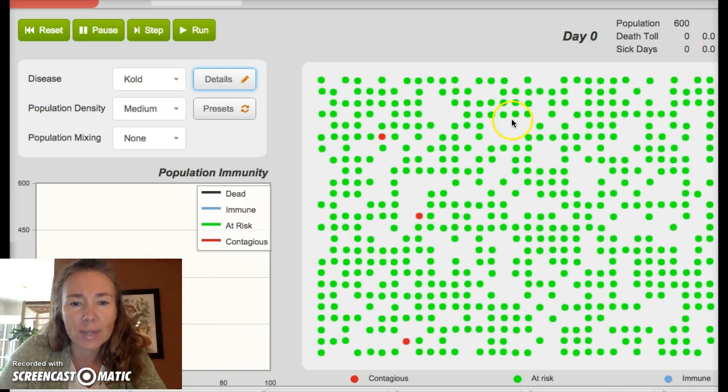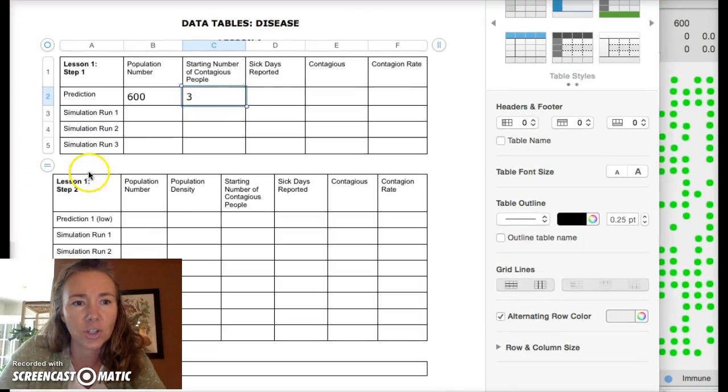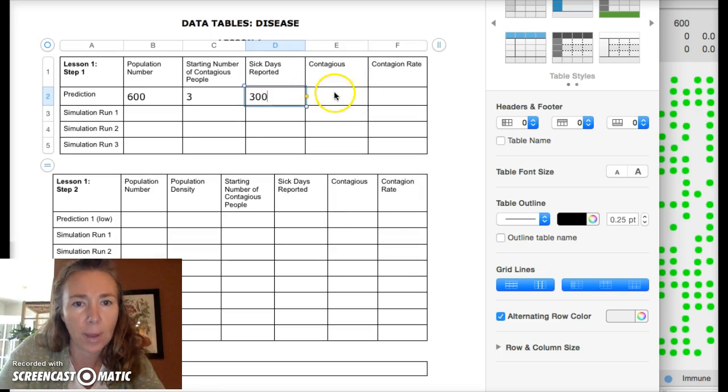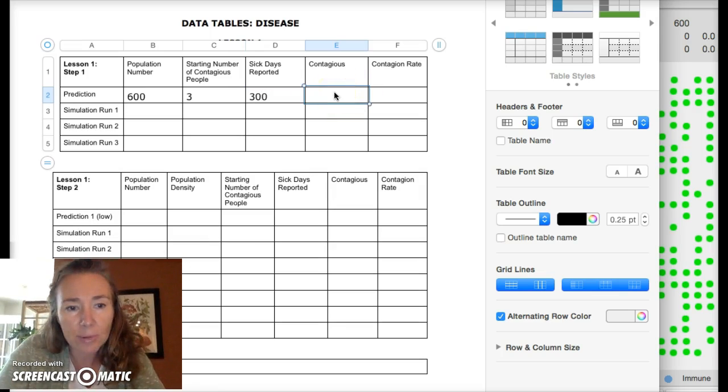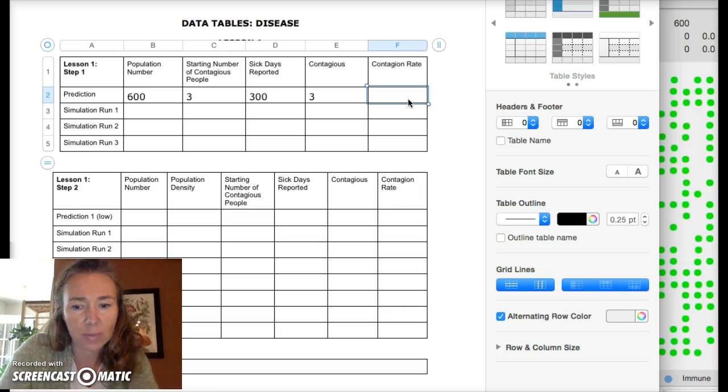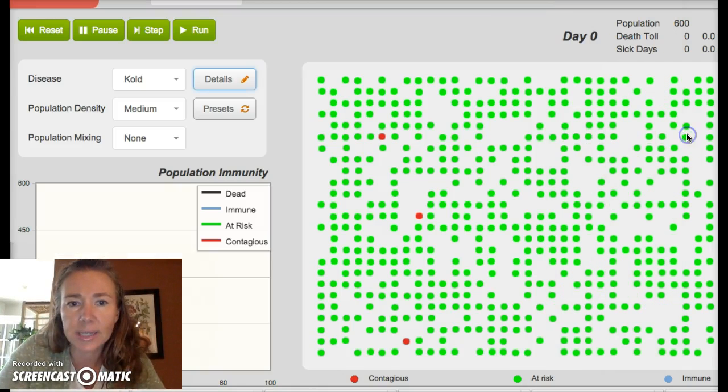So I don't know if everybody's sick for 5 days. I know I've got at least 15 sick days here between these 2 people. So I don't know. I'll do my prediction like, maybe half the amount. Let's make it 300 sick days. Okay. And at the end, how many people are still contagious? I don't know. I'll just put 3. And the contagion rate I know is 10%. So let's run the disease. Let's see what happens.